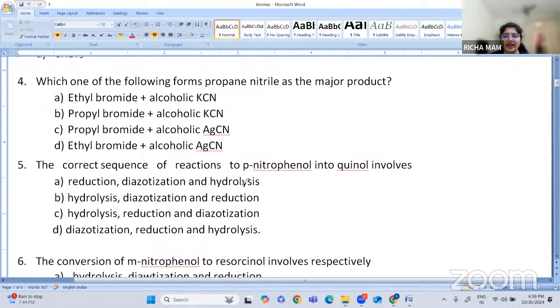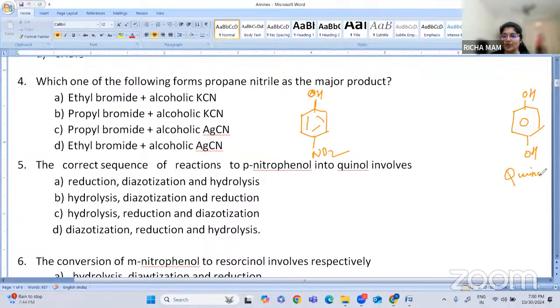The correct sequence of reactions to convert para-nitrophenol into quinol involves. So what is para-nitrophenol? With respect to the phenol group, your nitro group is at para position. So this is para-nitrophenol. From para-nitrophenol, I want to get quinol. What is quinol? Quinol is dihydroxybenzene, like this structure.